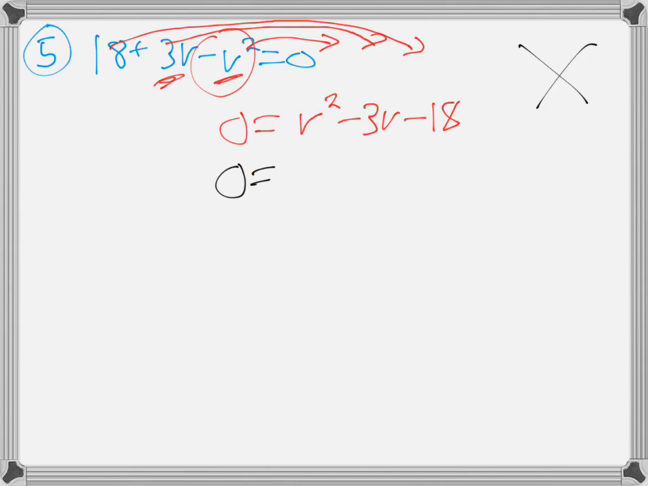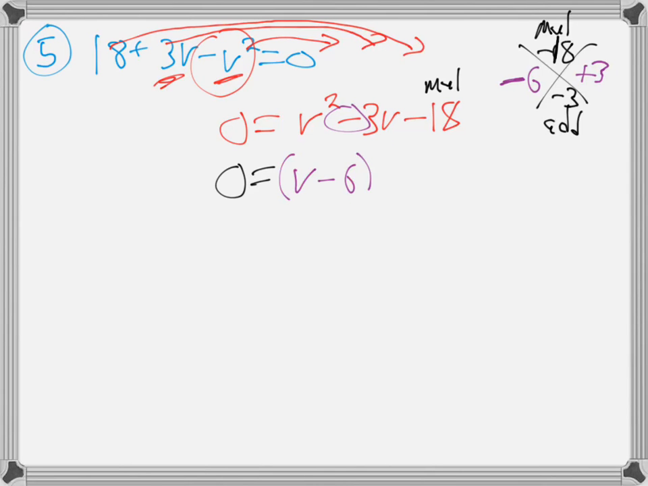So, what 2 numbers, remember you multiply and you add to be the middle. What 2 numbers multiply to be 18? What times what is 18? 6 and 3. And the sign in the middle goes on the bigger. Minus 6 plus 3. That adds to be negative 3, multiplies to be negative 18. So there it is, v minus 6, v plus 3, right?